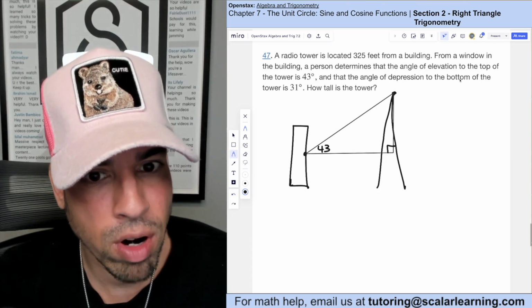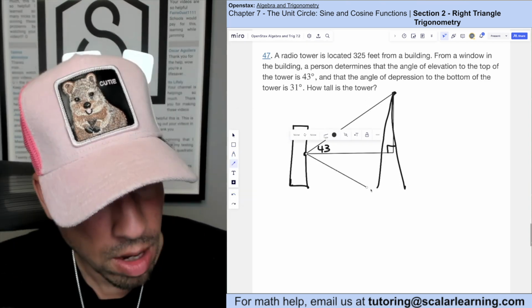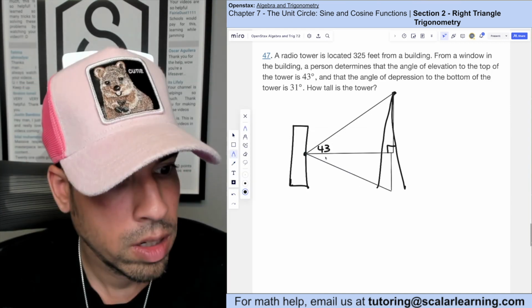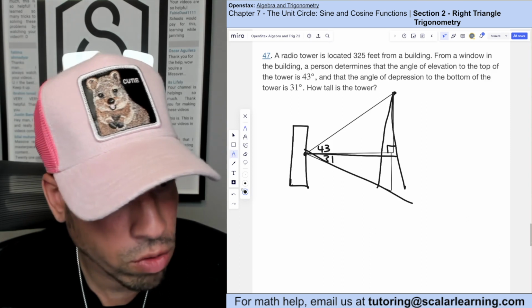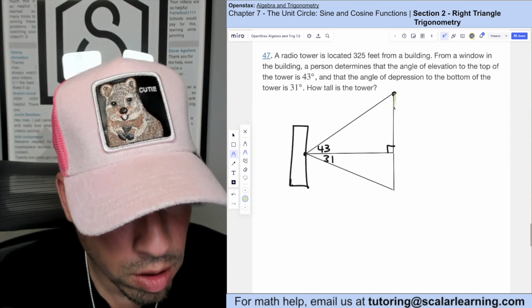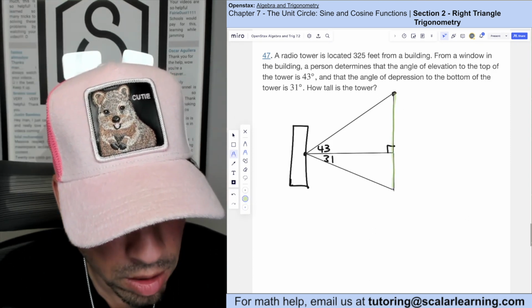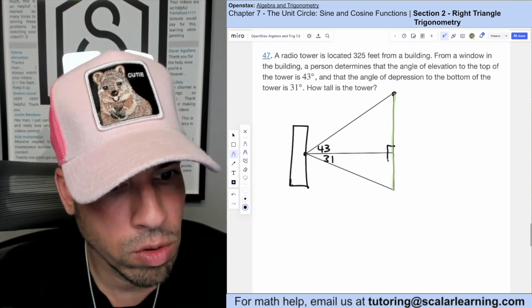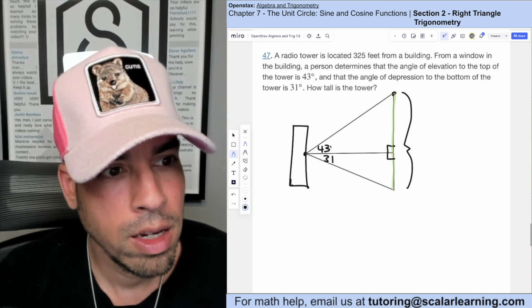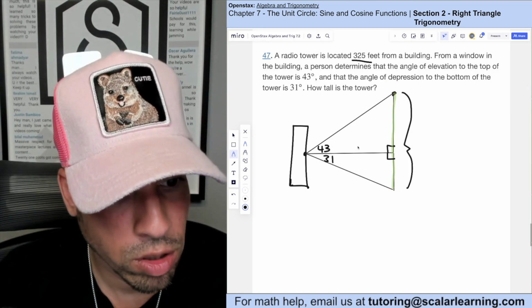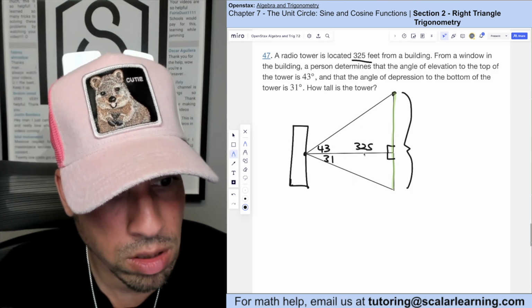And the angle of depression to the bottom of the tower, that would be coming down like this, is 31 degrees. That's again going straight out and then going down and then the angle formed in between. I'm going to clean the drawing up and just make the tower this green thing here, okay? So basically what we're trying to do now is to find the height, find this green length here, okay? And the last little bit that we didn't put in was this 325, and that's this horizontal distance going across.